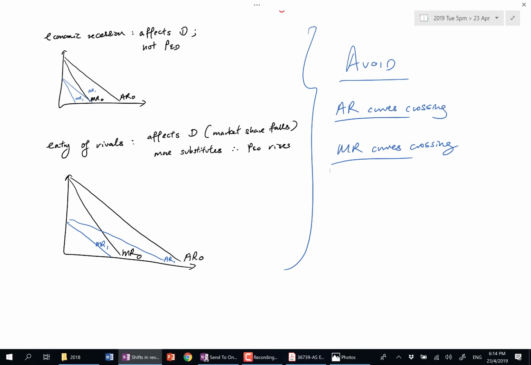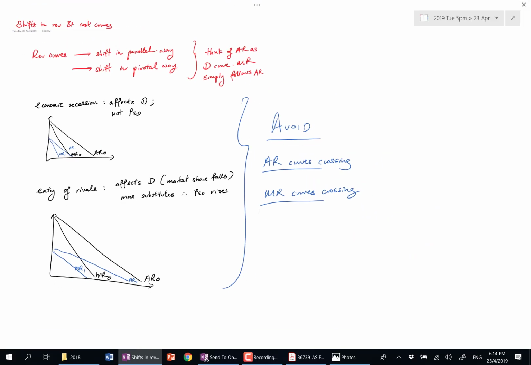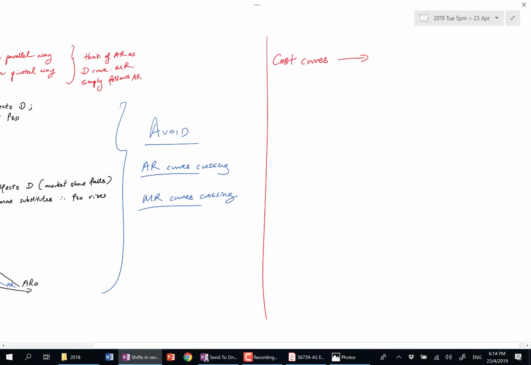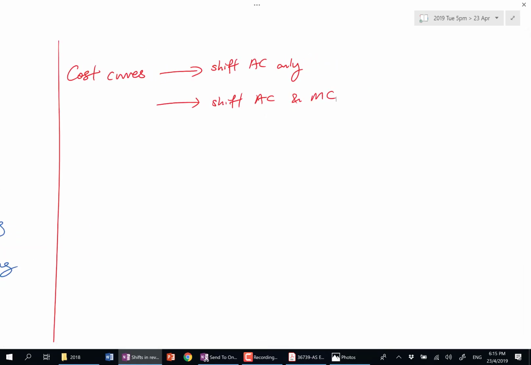Alright, let's go on to your cost curves. So I've just explained how revenue curves shift. Let's look at cost curves. Now, in terms of cost curves, you either shift AC only, or you shift AC and MC. When do you shift AC and MC? When there's a change in variable cost. When do you shift AC only? When there's a change in fixed cost.